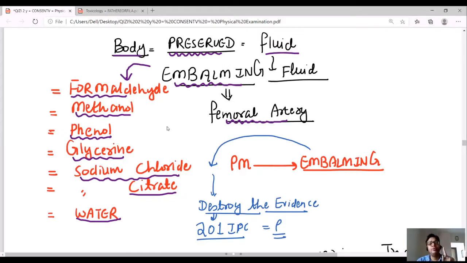This question comes: which artery is used for embalming fluid injection? The best artery is the femoral artery. Now, sir, first we conduct postmortem, then we do embalming.